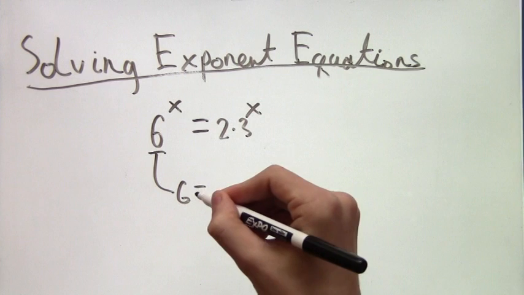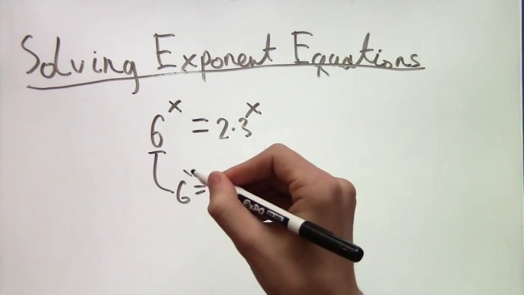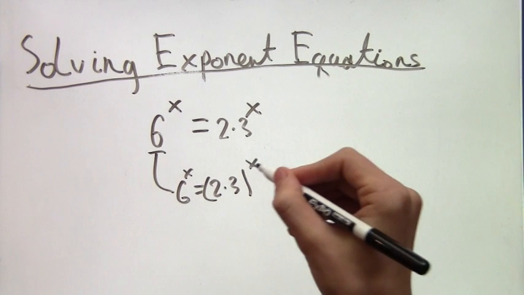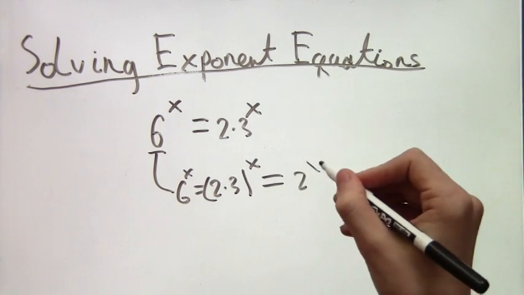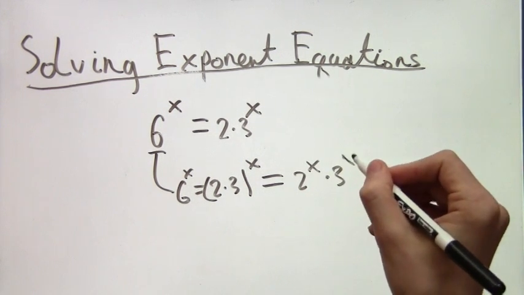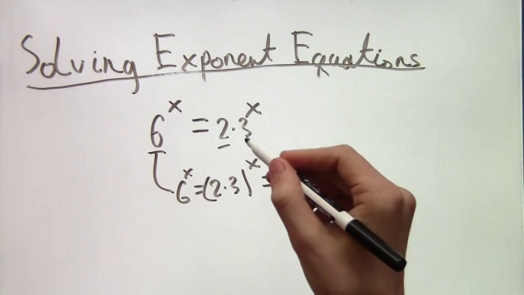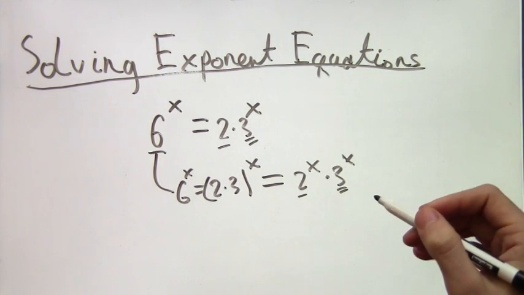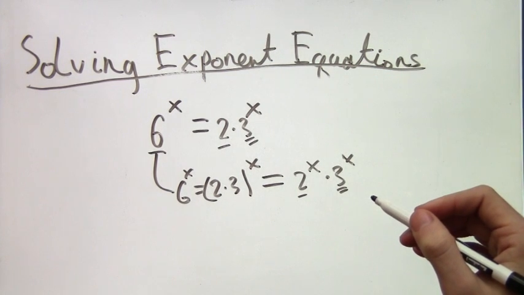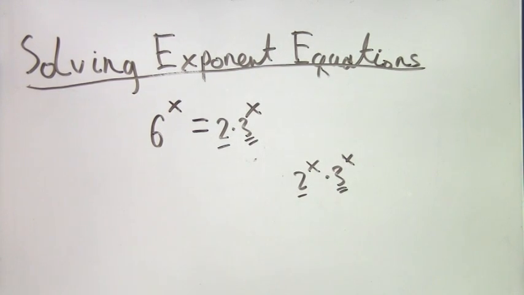What I mean is that 6 is equal to 2 times 3. Notice we have a 2 and a 3 on the other side of the equation. So if we take 6 to the x, that's equal to 2 to the x times 3 to the x. You may ask, how does that help? Well, you're about to see how that helps. We still have two different bases, a 2 and a 3, but now we can simplify the equation.